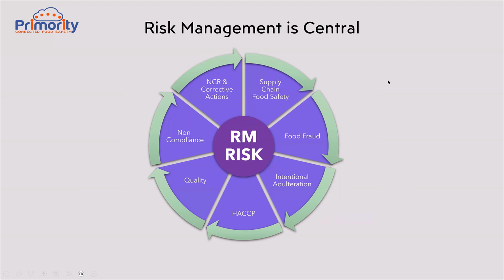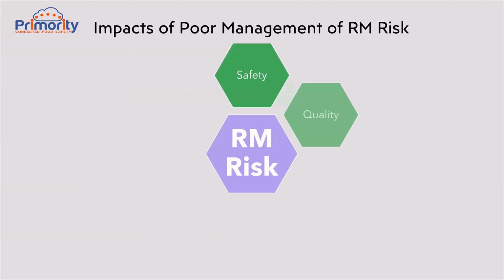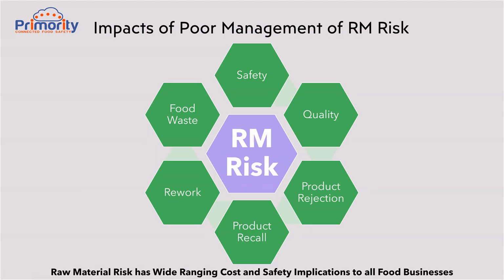Therefore, it's really important to understand where the raw material risks can be affecting things and the fact that it's a costly endeavour. If we get it wrong, then we've got all sorts of consequences which cost the business, whether it's safety, quality, product rejection, recall, rework, food waste. Raw material risk is really central to all of these things. And this is not an exhaustive list, but it has wide-ranging cost and safety implications to all businesses if it's not done properly.